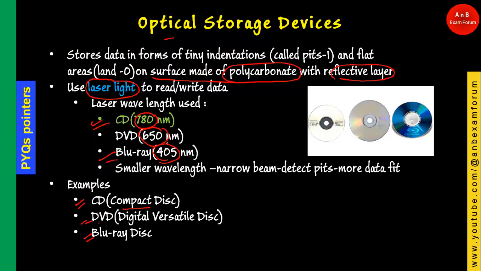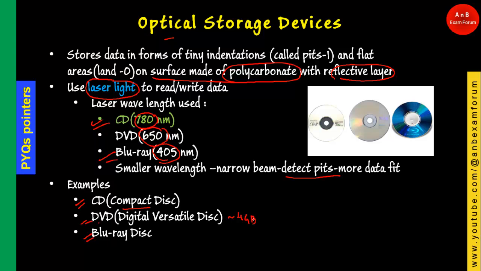So what is the advantage of having this wavelength? You can think like this: the smaller the wavelength, the narrower the beam, and it is able to detect those pits, and therefore more data can be stored. So Blu-ray disc stores GBs of data, whereas CD is generally used for storing data up to 700 MB. DVD is generally used to store data up to 4 GB.